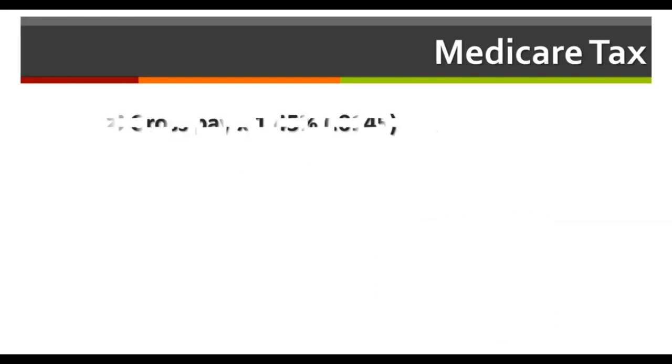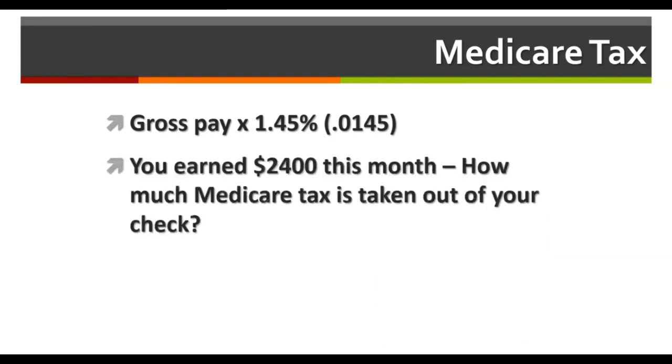1.45%, or 0.0145, of your gross pay is taken out for Medicare. So again, going back to that $2,400 example, if you earn $2,400 this month, how much would be taken out for Medicare? We would do 2,400 times 0.0145, and that is $34.80.